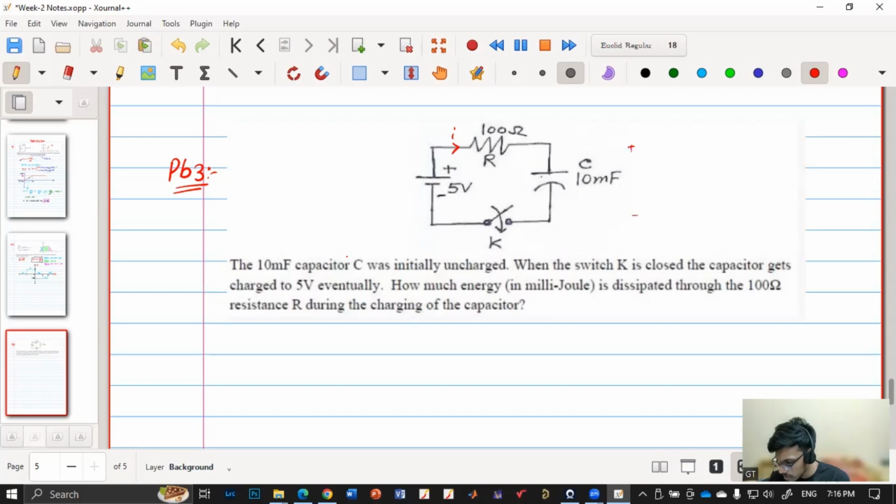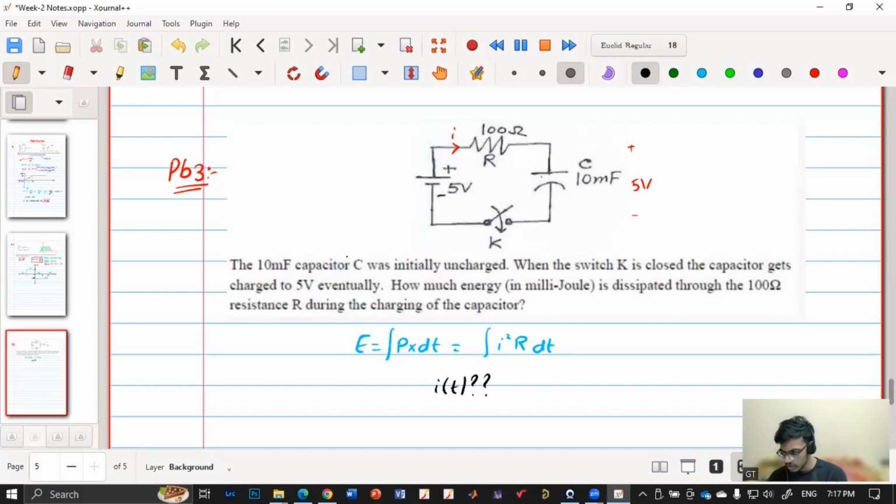So now they are asking how much energy the 100 ohm resistor is dissipating during this time. So first we'll see from the point of view of what needs to be done. They are asking for energy. We know that energy is the integral of power with respect to time, P dt, and the power dissipated in the resistor is I square R dt. So I know the resistor value. I need to know the current as a function of time. So I have to solve for I of t.